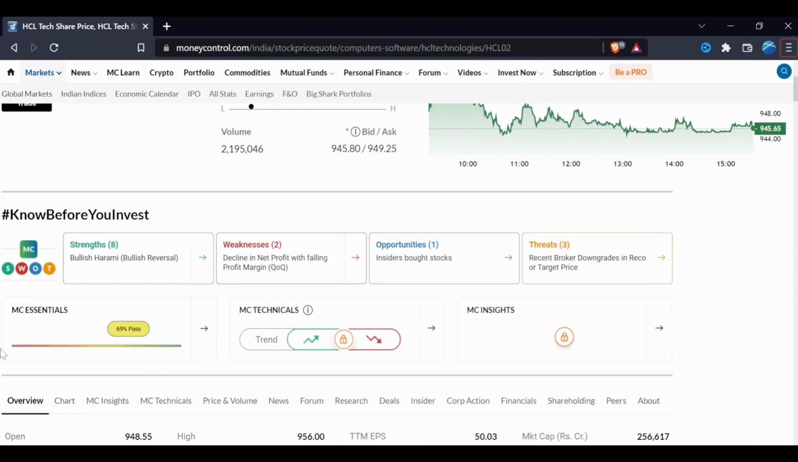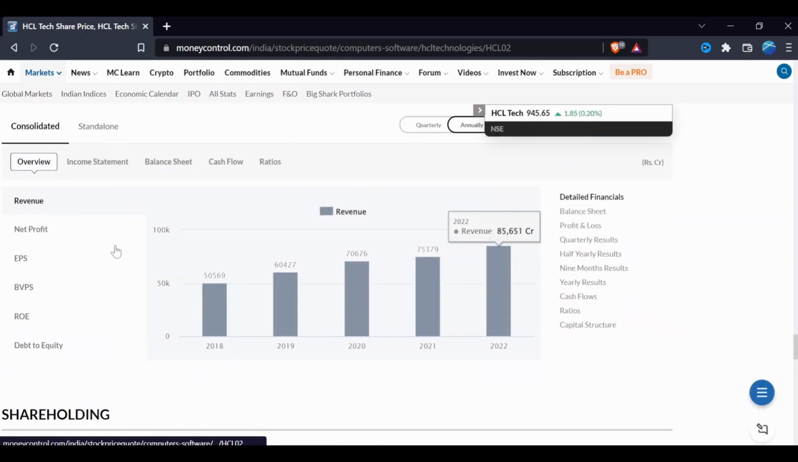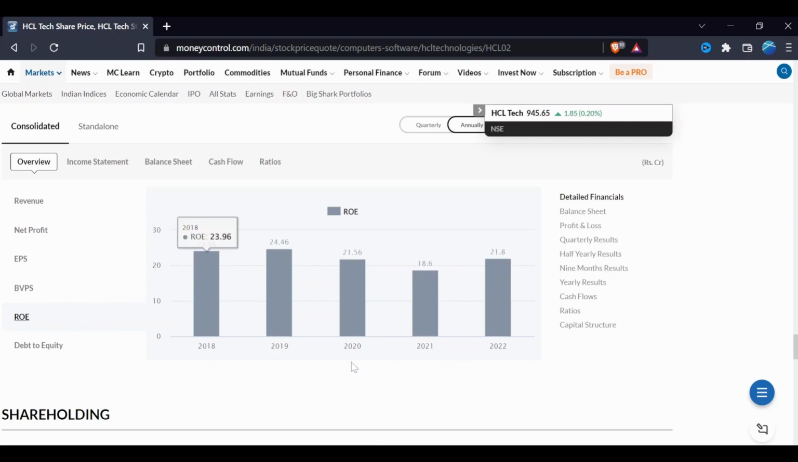What we have to do is first go to the financials of the company to check our ROE, return on equity. It's already showing us the last 5 years, and we want to consider only the last 5 years. So let's check. In 2018 it was 23, 24, 21, 18. Because of the COVID crash the ROE declined, but after that it increased again. So it means that the company is performing well.